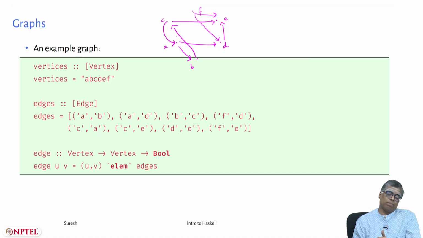Given two vertices, I need to know whether there is an edge between the two vertices. This is simple because edges are given by lists of pairs. So all I need to do is, if somebody gives me u and v, I'll check whether the pair u comma v is an element of edges. That's basically it.